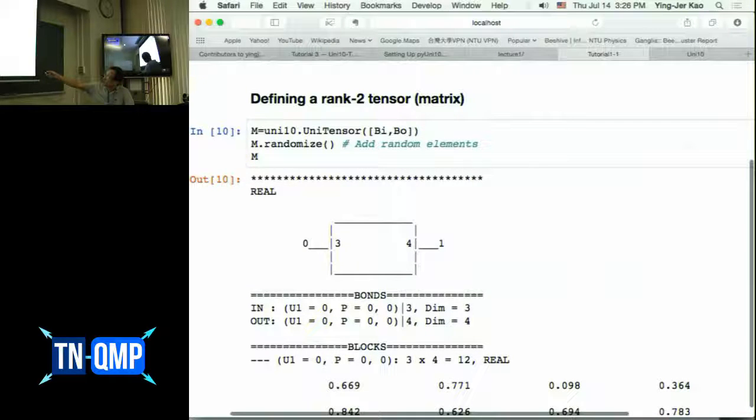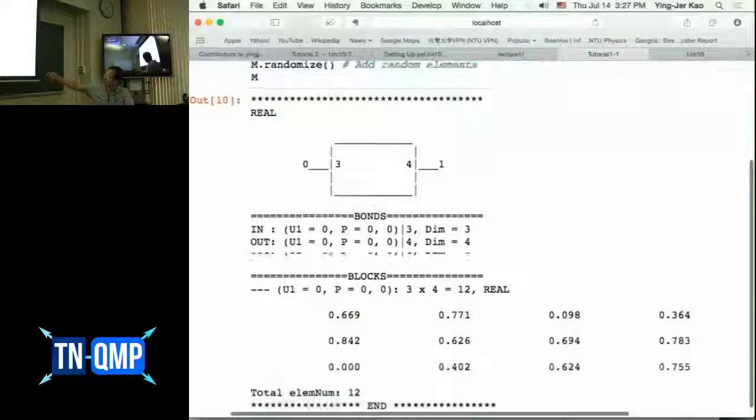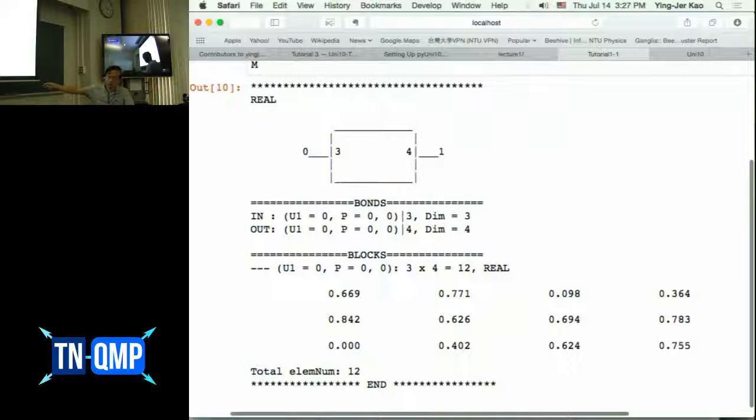And we can define a rank 2 tensor the same way. I want an in bound and one out bound. A rank 2 tensor is basically a matrix. This in bound will be the column, this will be the row. The in bound has dimension 3, the out bound has dimension 4, and these are the labels. We also provide some helper methods. For example, just try randomize, and we'll give you random elements.